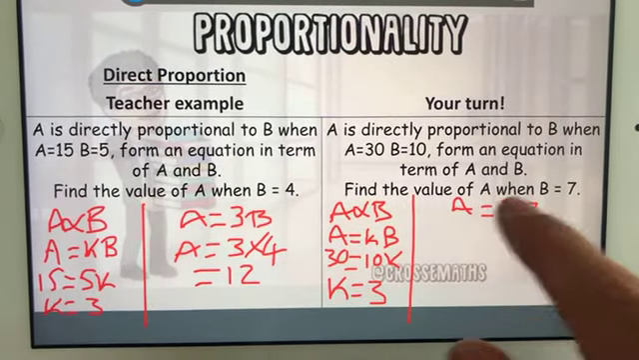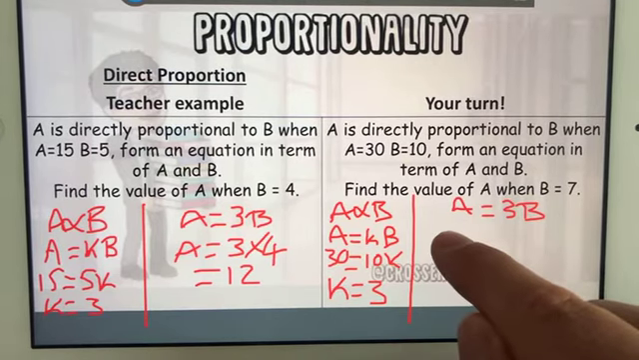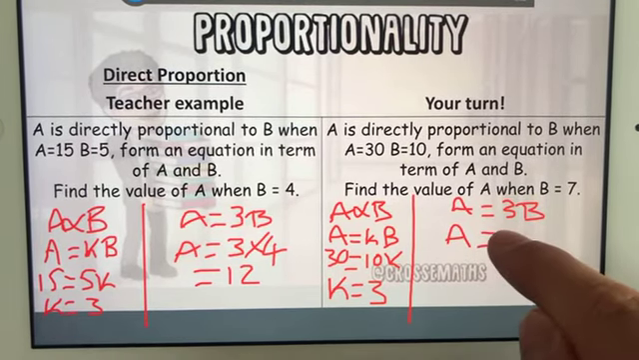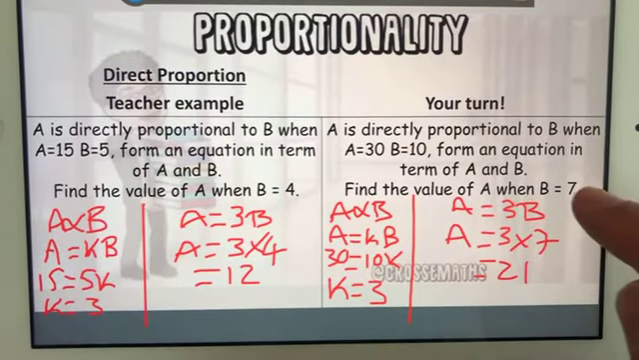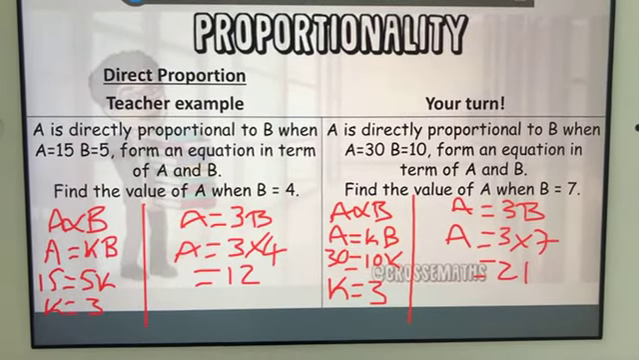Okay, find the value of A when B is 7. Okay, so I'm going to find A, substitute B is 7 into this. So A is 3 lots of 7, A is 21. So when B is 7, A is 21. It is literally that simple.